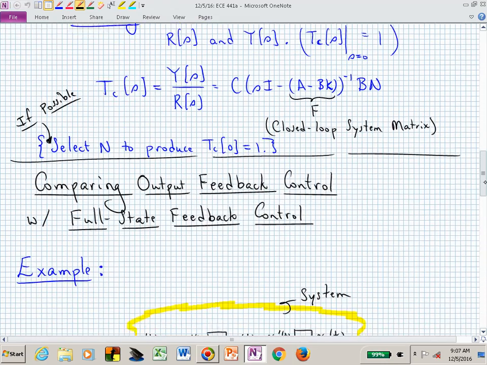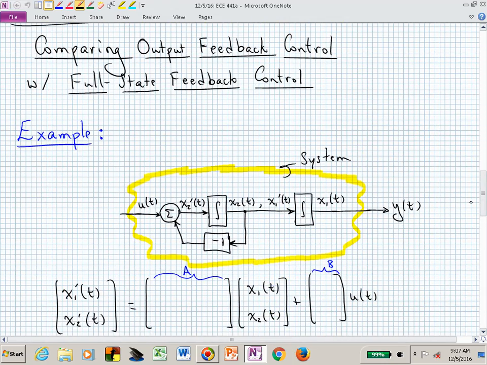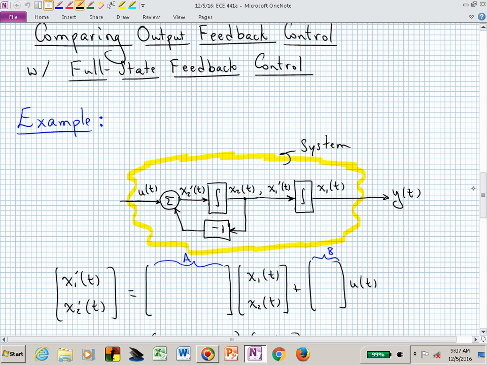So let's compare output feedback with full state, and we'll do it via an example, which you can generalize to the generic case, but I think maybe it's more helpful to see it for a specific example. And in this case, this is our example that we started with last time, and here's where we can sort of review for the final exam.